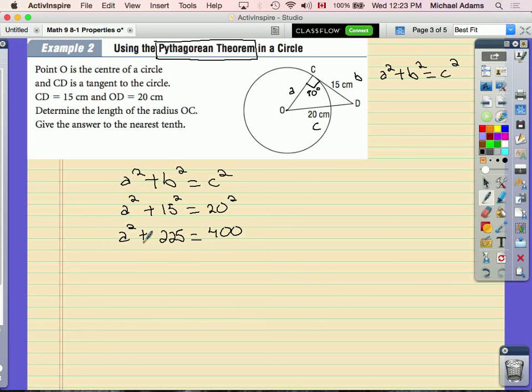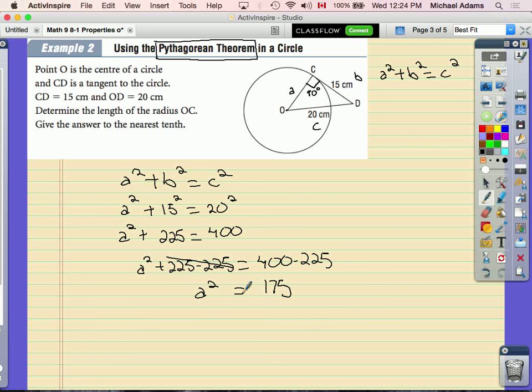Now we have to isolate our variable, remembering our basic algebra. I'm going to isolate a squared. That means I have to get rid of 225. I'm going to subtract it from one side. What I do to one side, I do to the other, so it's subtracted from both sides. Here it cancels out. Here it simplifies to 175. And so all I have left over here is a squared. So I have a squared equals 175.